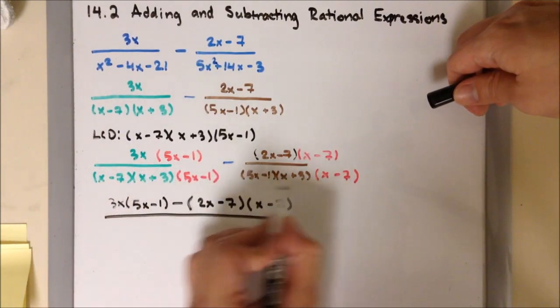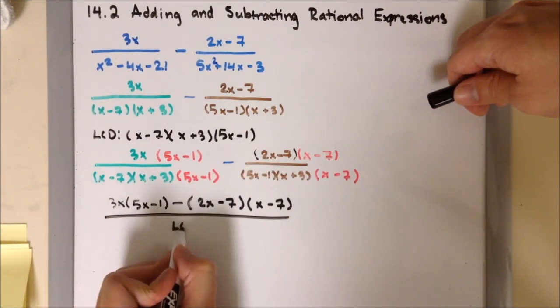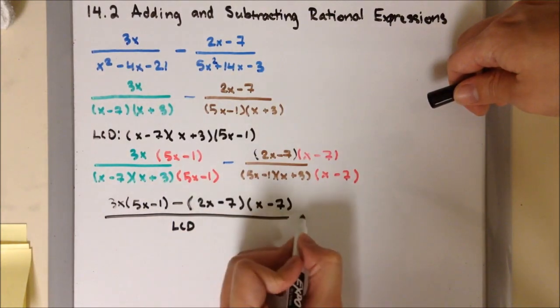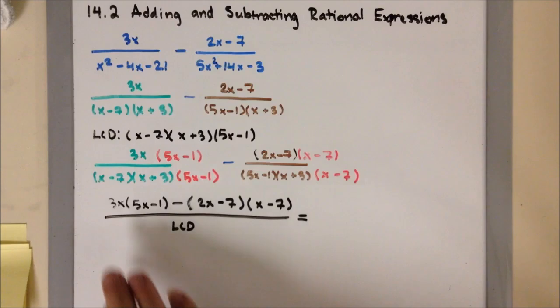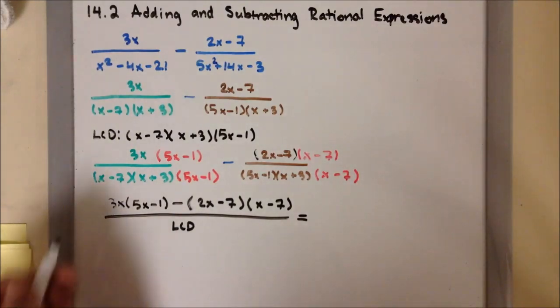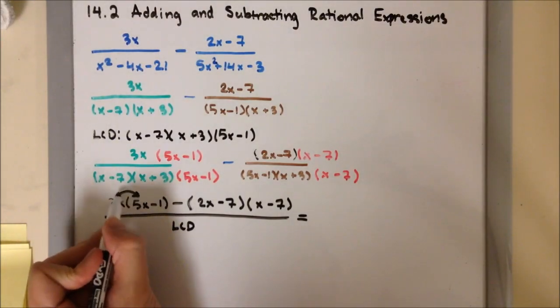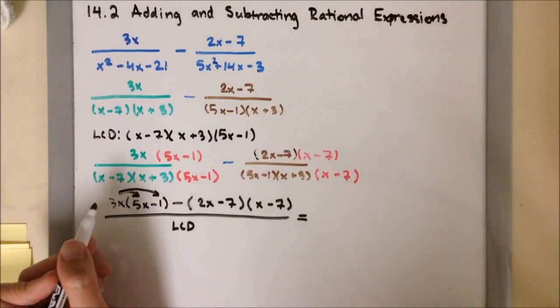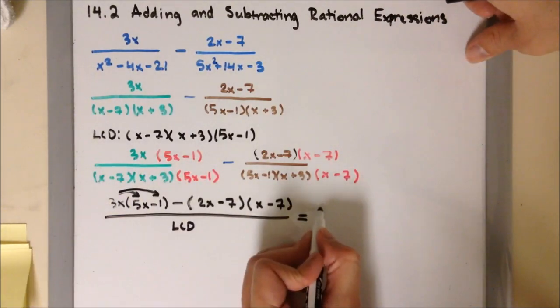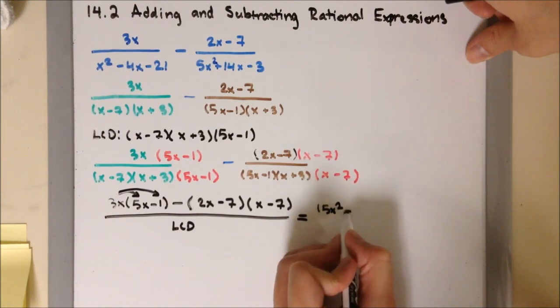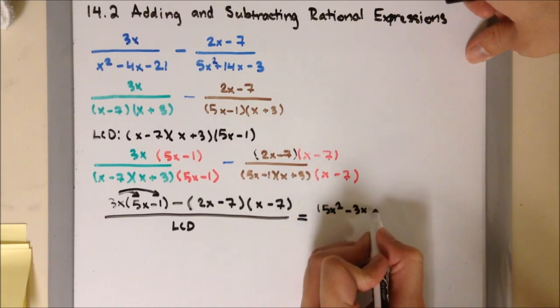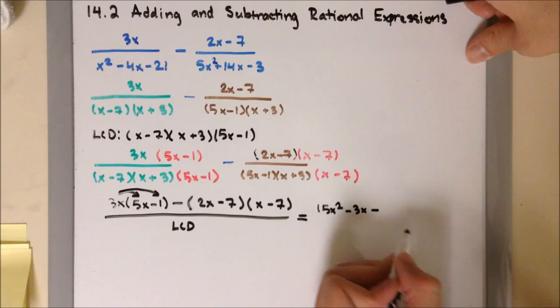Since these two fractions have a common denominator, I'm just going to write the LCD. Alright, what I'm going to do on the first part is distribute my 3x to everything that's inside the parentheses. So I'm going to have 15x squared minus 3x. And I'm going to bring the minus.